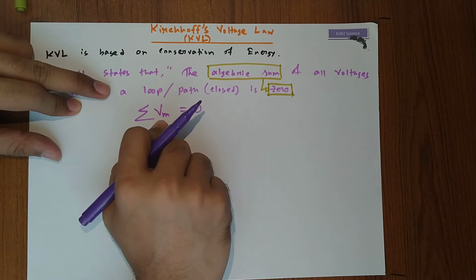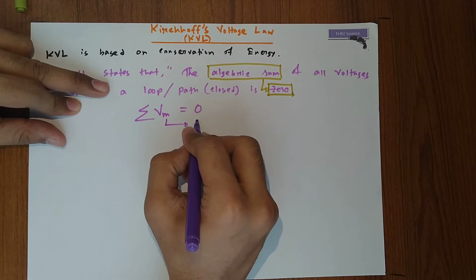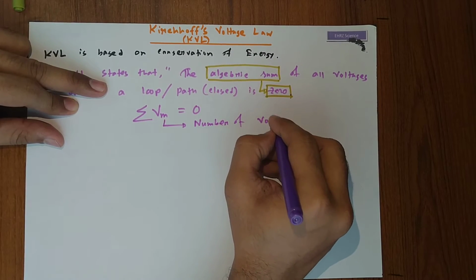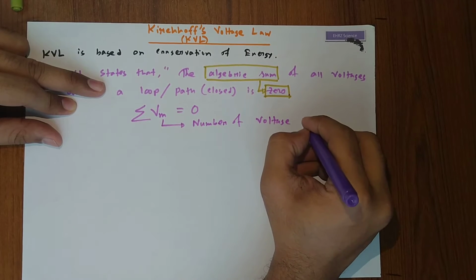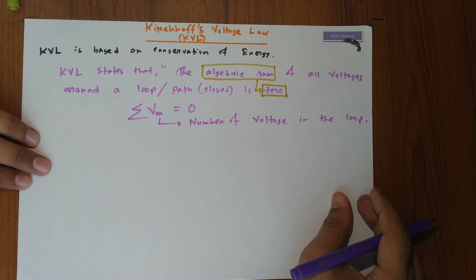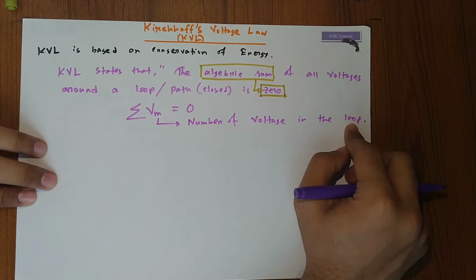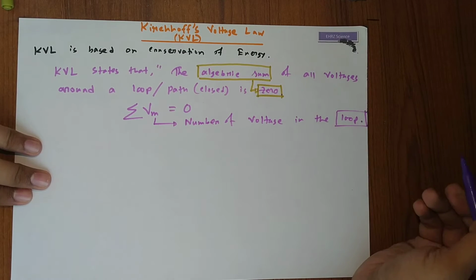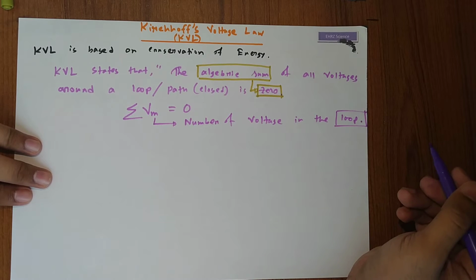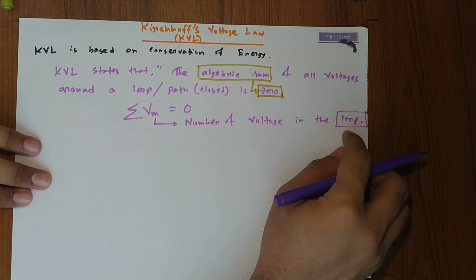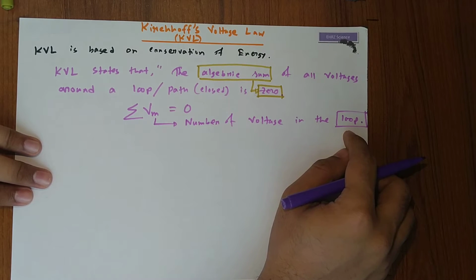Now what does this m stand for? This m stands for the number of voltages in the loop. I hope everybody can understand what a loop means, or you can see my previous lecture. I have given a detailed lecture about nodes, loops and branches. If you have any confusion regarding loops or nodes, you can clear it through that lecture.